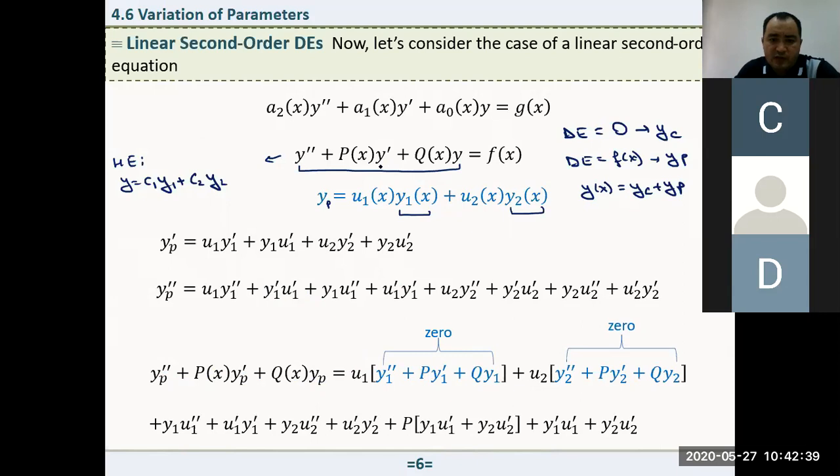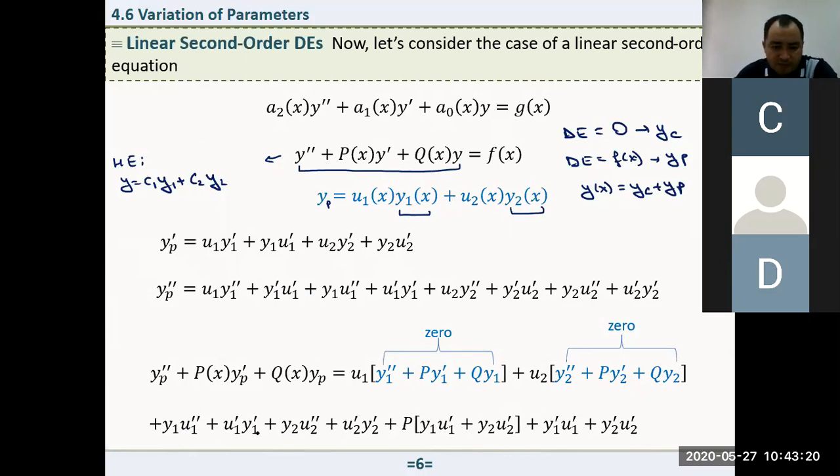The idea is, we know that this y sub 1 is the solution of the associated homogeneous equation. So I'm trying to get this expression. That means y sub 1 double prime plus p times y sub 1 prime plus q times y sub 1 is equal to 0. But in the expression, we have this thing here. u1 is a common factor, so u1 times (y1 double prime plus p times y1 prime plus q times y1) is equal to 0. And also, because of the linear combination, we have y sub 2 double prime plus p times y sub 2 prime plus q times y sub 2, that's also equal to 0. So these two things are gone. The remaining part is this.